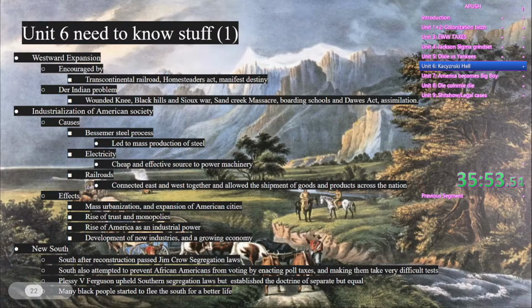Now, because of racial discrimination and racial terrorism, black people started to flee for a better life in the West and later in the North.